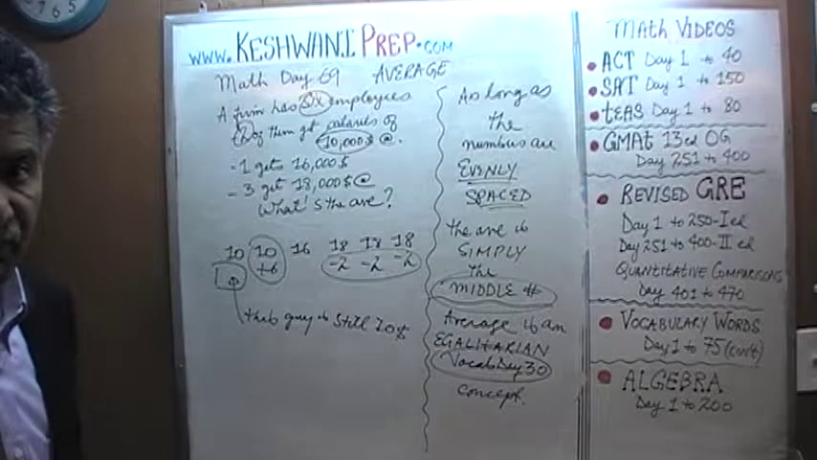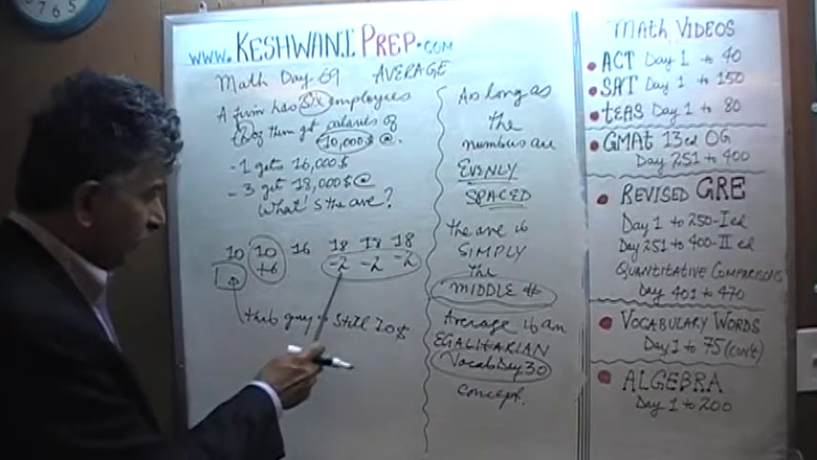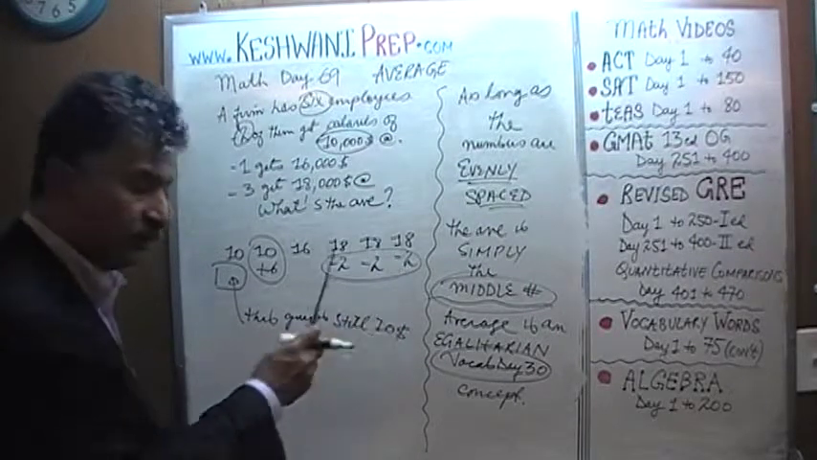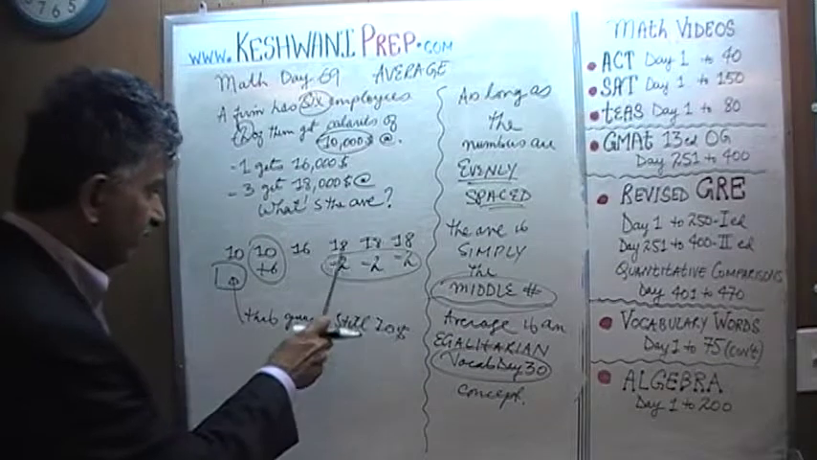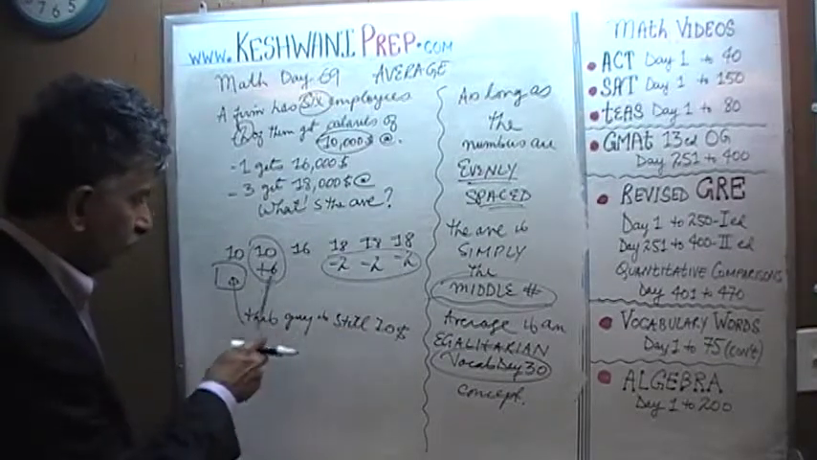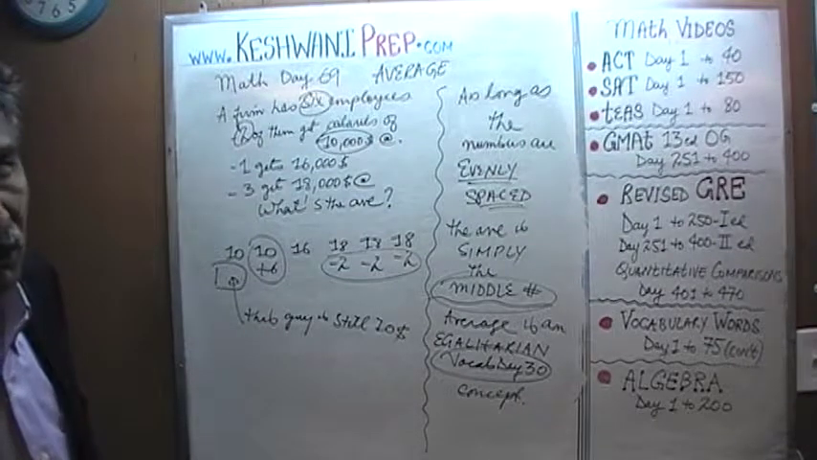In order for the average to be 16, everybody needs to be 16. By taking away $2 from this guy, this is 16. Taking away $2 from this guy, this is 16. Taking away $2 from this guy, that's 16. These three are 16 now. This became 16 because we took away 2 plus 2 plus 2 and gave it to this guy. This guy is still 10. 16 is not the average. 16 is too high.